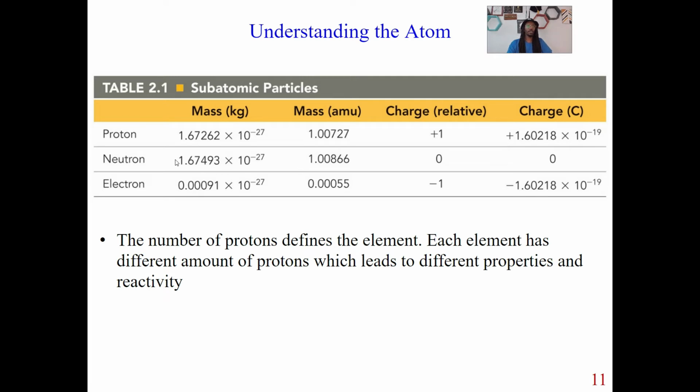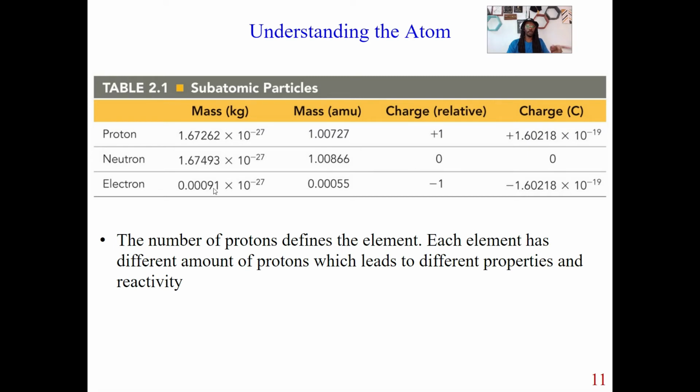Now, if we go over here, the neutron is 1.6 times 10 to the negative 27, very similar in mass. So we can see that with our atomic mass unit, it's going to be 1 AMU. But this is the key thing with neutrons: they don't have a charge, so it's going to be 0. And we see that with the charge, it's going to be 0 as well.